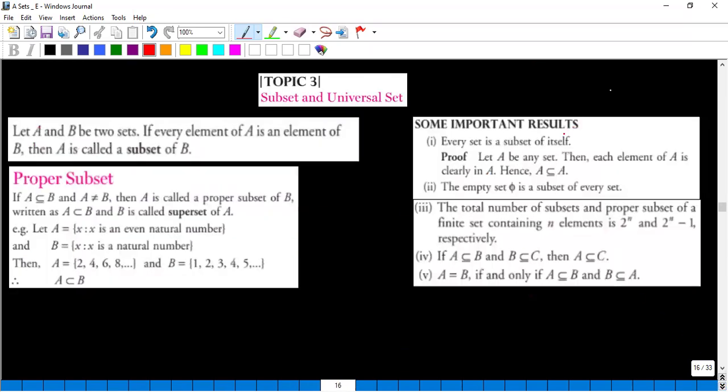Let's see the third topic, subsets and universal sets. What is meant by subset?